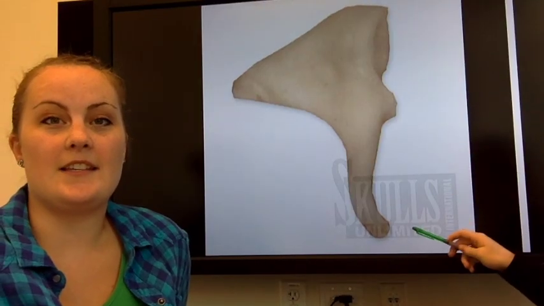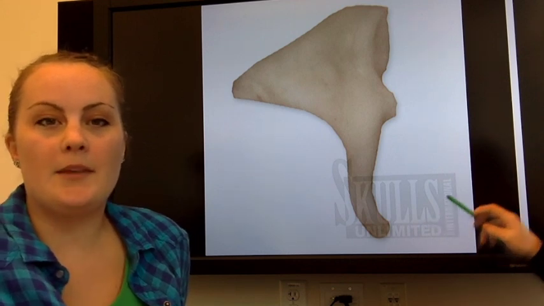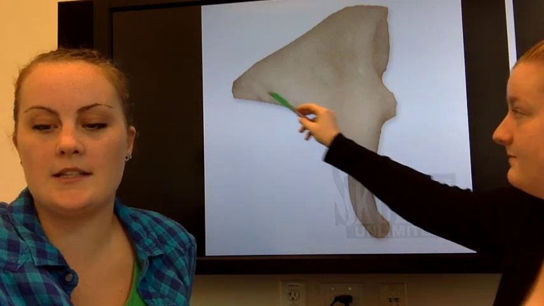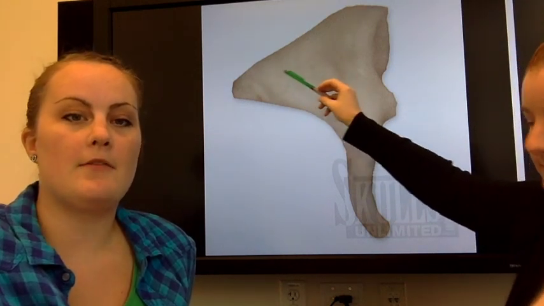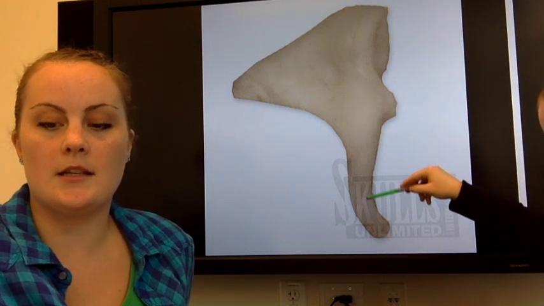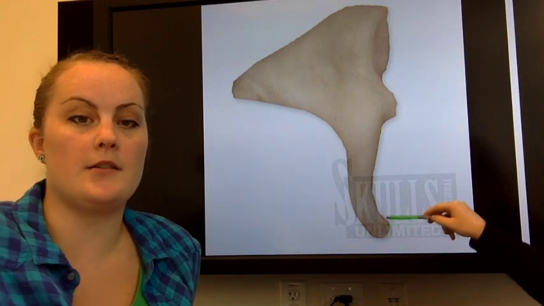This is the incus. It is the central bone of the 3 bones in the middle ear. Up at the top is the head of the incus, and then over the point is the short process, and then right here is the articulation with the malleus. This is the long process of the incus, and then that is the lenticular process.